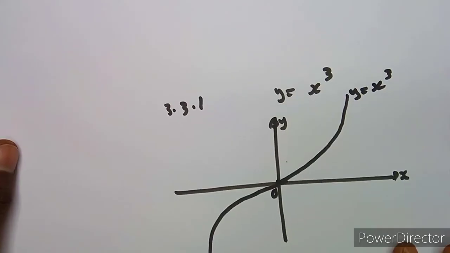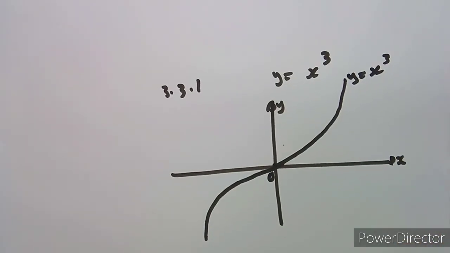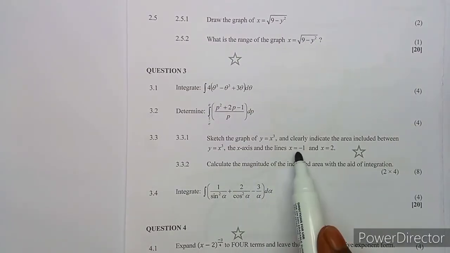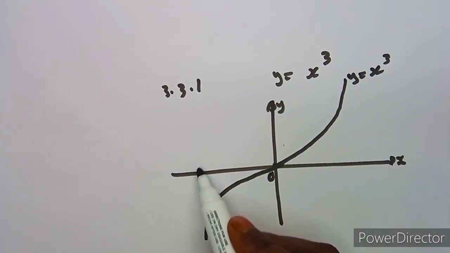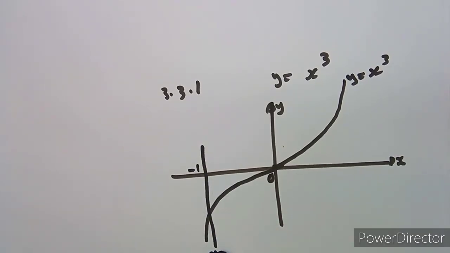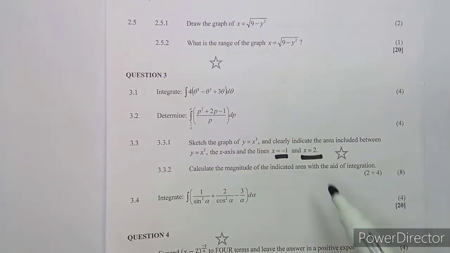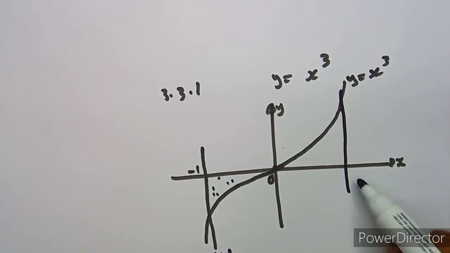But actually we are given where to operate from, between this graph and the x-axis, between the line x is equal to -1 and x is equal to 2. So -1 is here, so you can just draw this line as our x is equal to -1, which means we're talking about this region. And also x is equal to what? 2. So x is equal to 2, it's somewhere here.